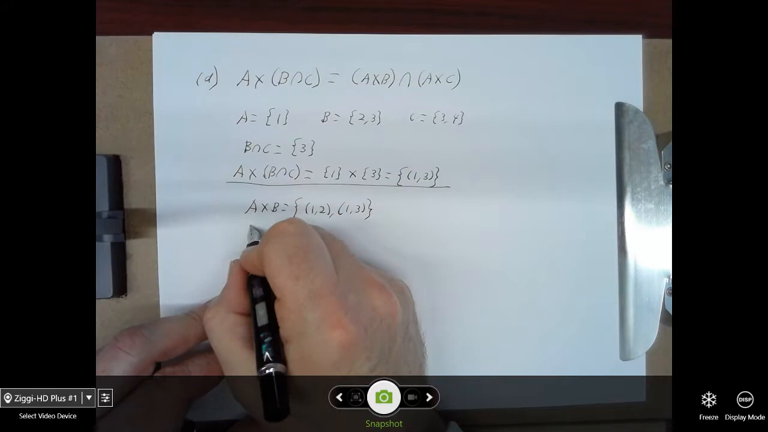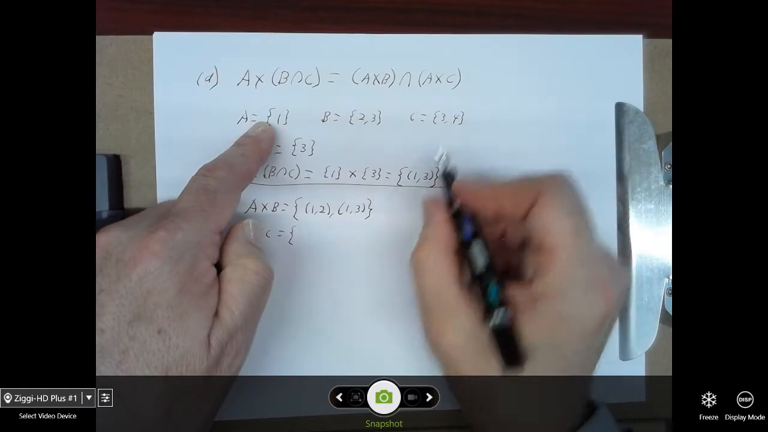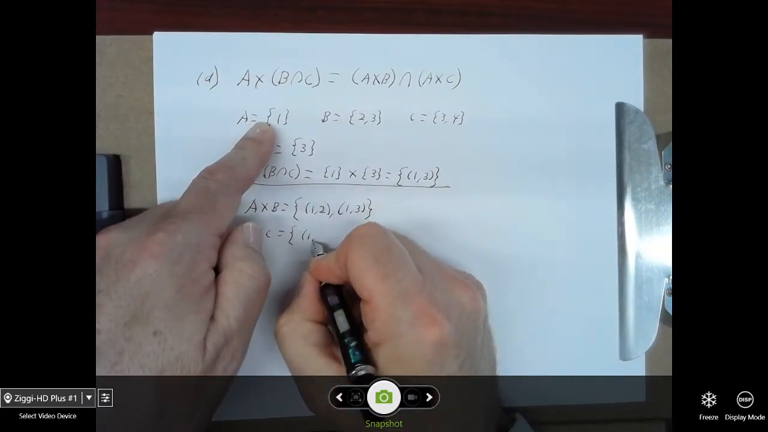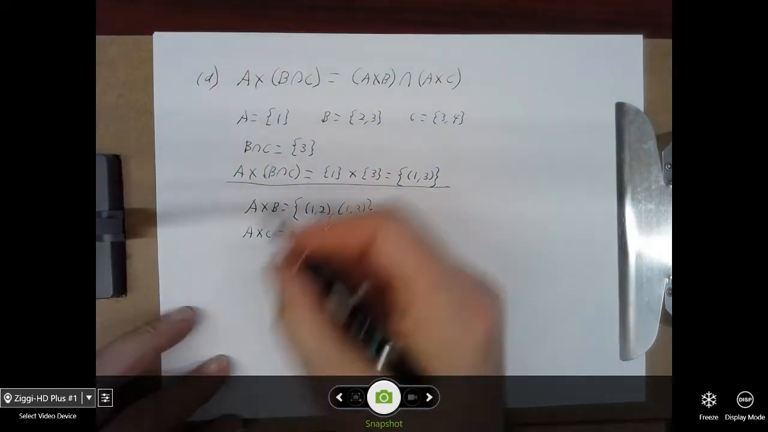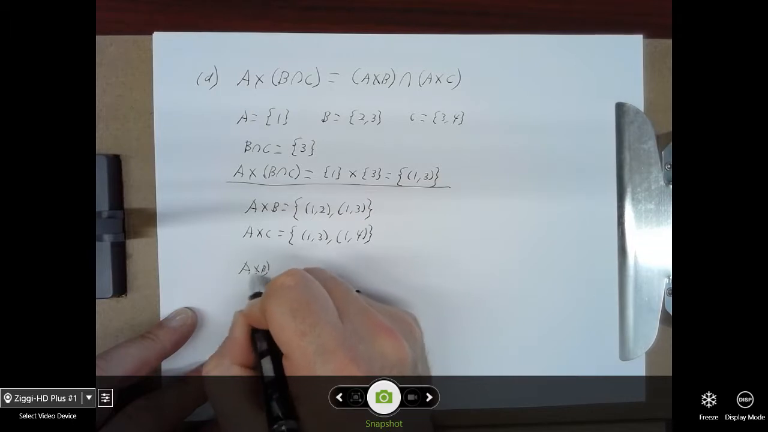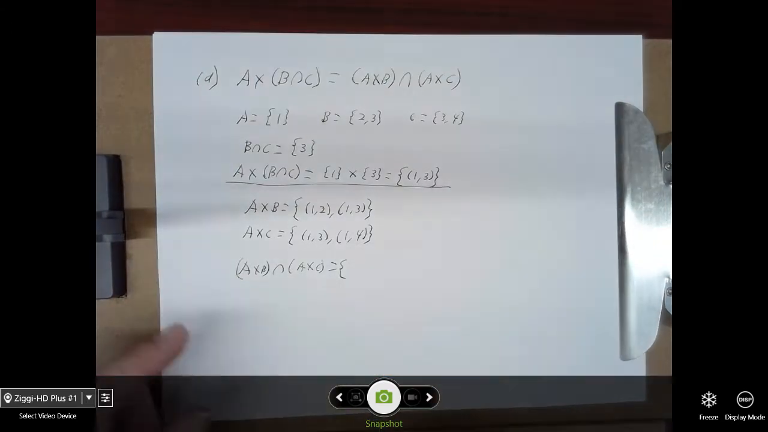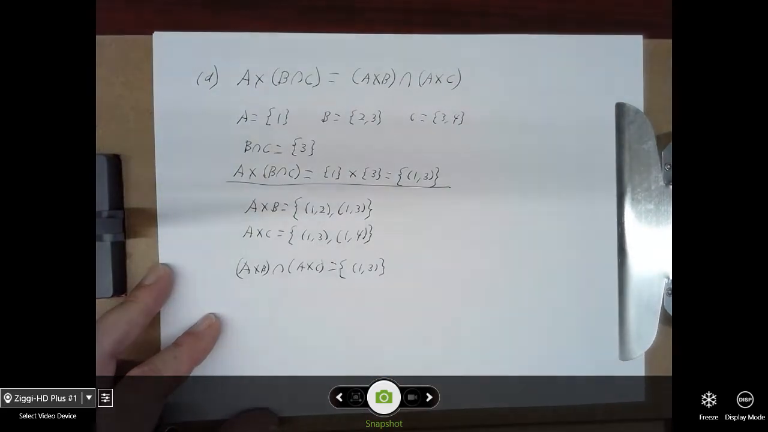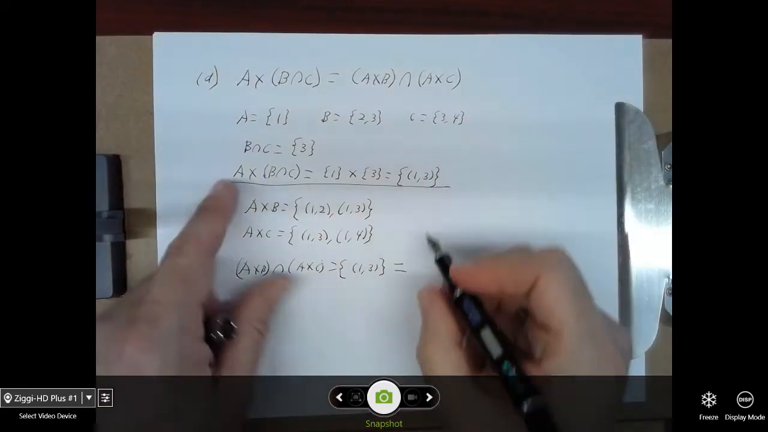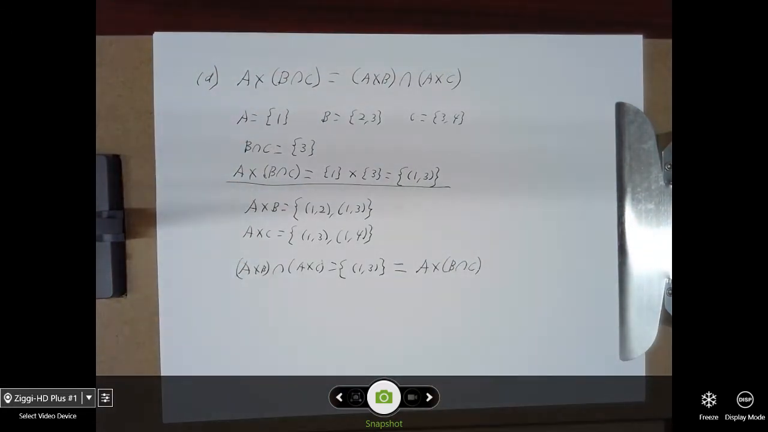And then A cross C is this set crossed with this one. So it's the ordered pair 1, 3 and the ordered pair 1, 4. And now I'm going to intersect those two sets. The only thing in common between those is just this one element, the ordered pair 1, 3. And that is exactly equal to A cross B intersect C. So that's a demonstration of that property.